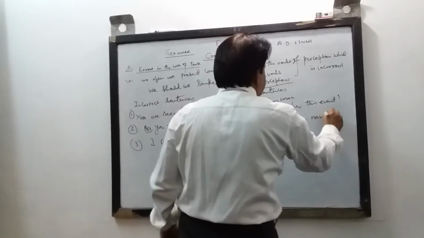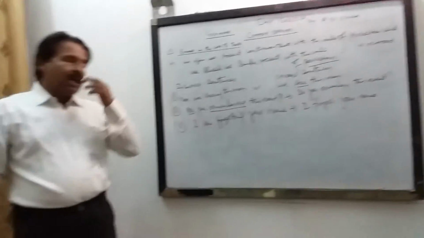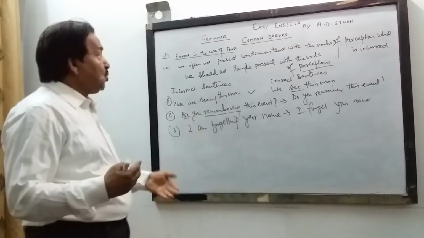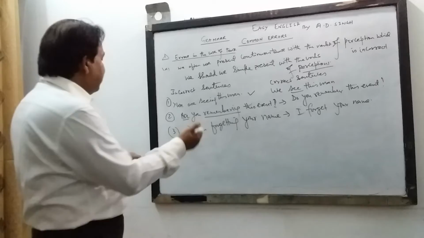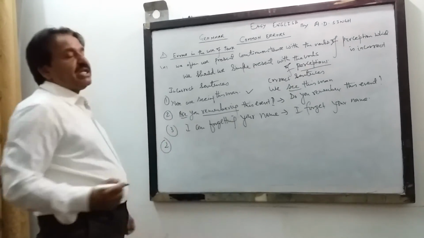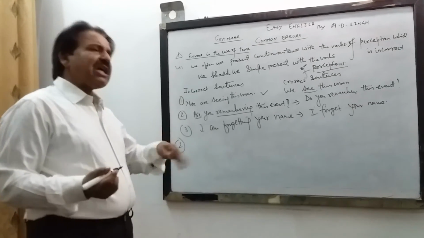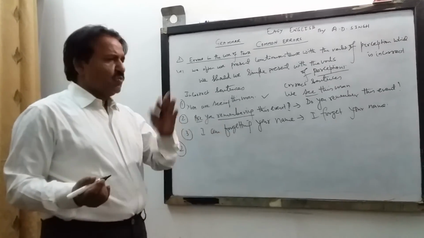Okay. This was the case with verbs of perception. Now you ask, sir, where else do we commit mistakes? Next to simple present tense, we commit mistakes in the use of simple past tense also. Generally, people use past perfect for past actions, which is wrong.